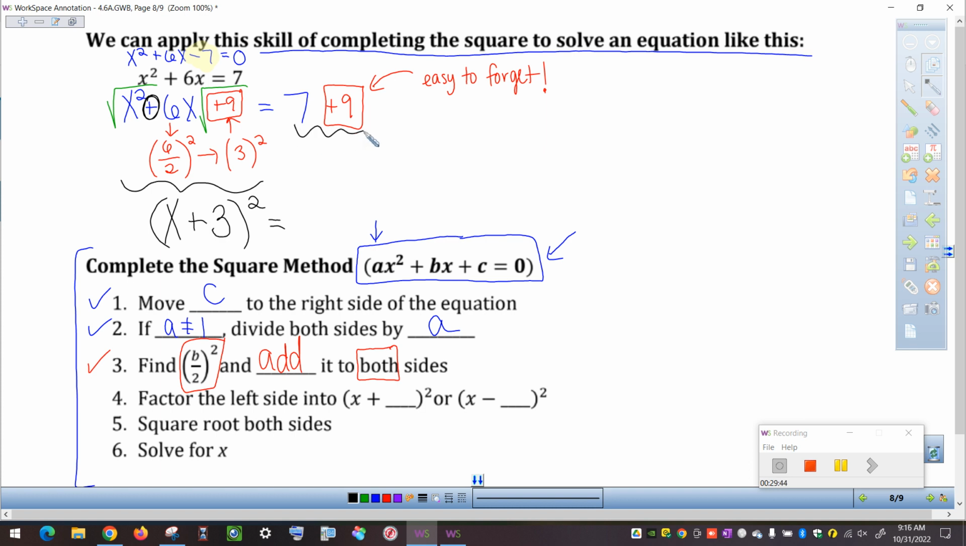Now, on the other side, we still have to add those pieces together. It's going to be easier because it's just going to be 2 numbers. We are going to do 7 plus 9, and we're going to turn that into a 16.